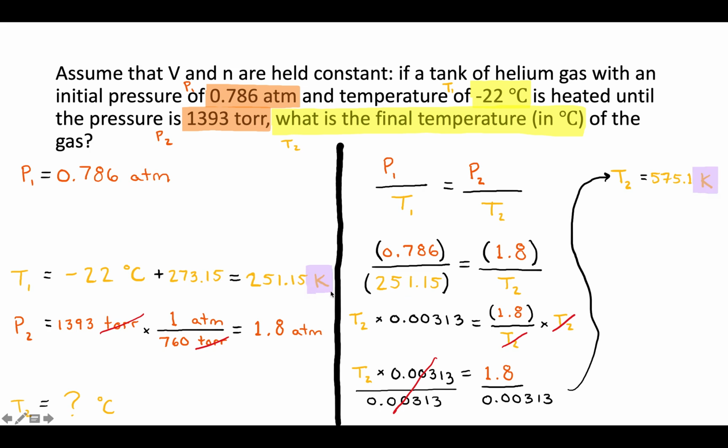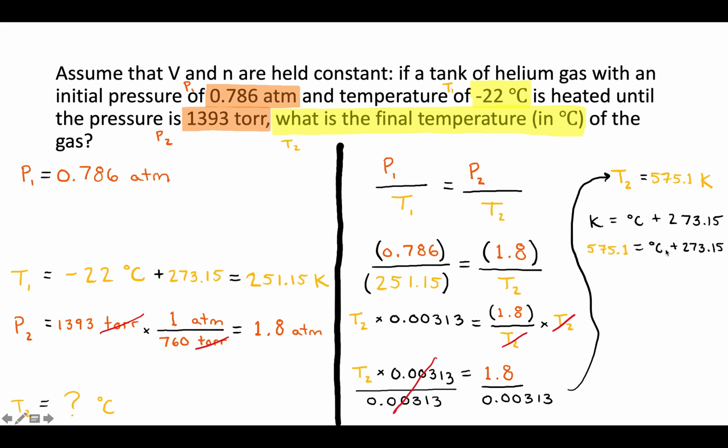But note, the units are Kelvin, right? We plugged Kelvin in for T1. So that's what we're going to get out for T2. But the question was asking for degrees Celsius for T2. So we're going to do a conversion. Now remember, Kelvin equals degrees Celsius plus 273.15. So instead of Kelvin, I'm going to write 575.1. That equals degrees Celsius plus 273.15.